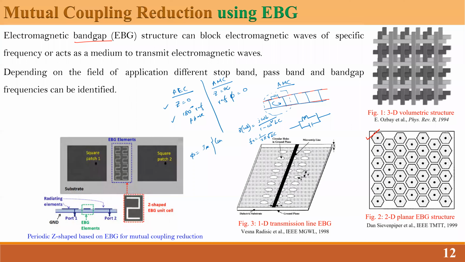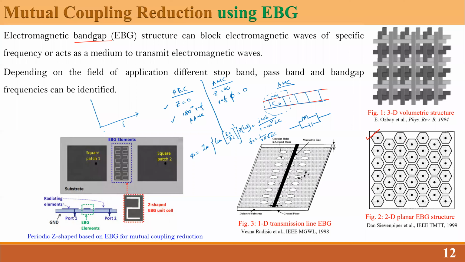Now, what is happening in this particular case? If you look at the reflection phase in this EBG structure, and you plot the reflection phase with frequency, your reflection phase will be something like this. At the resonance frequency, your reflection phase will be 0. This is your f0. So this is the way this kind of EBG structure works.